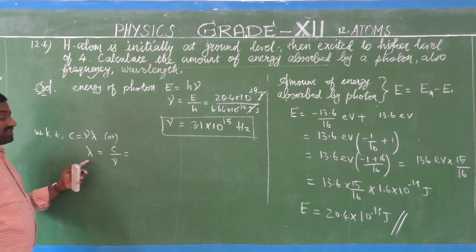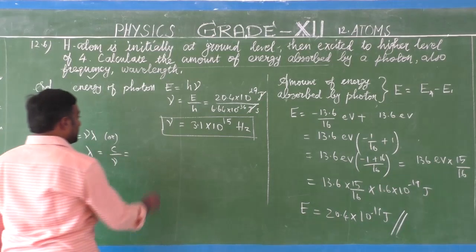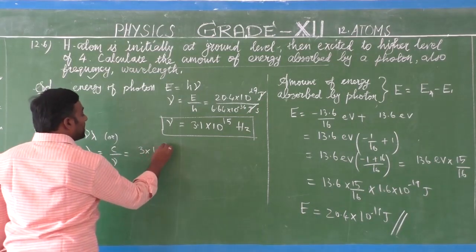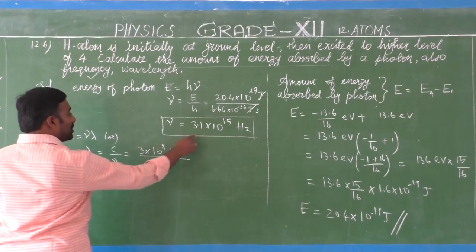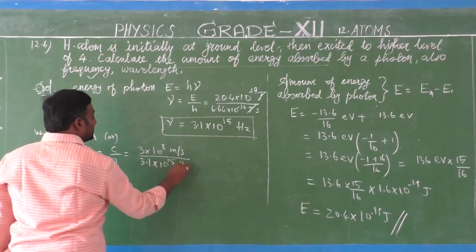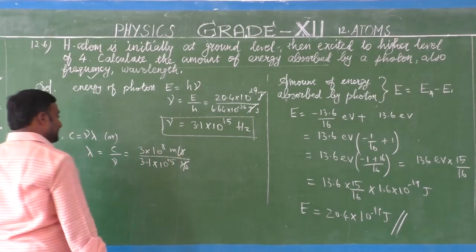So wavelength is equal to the speed of light divided by the frequency of the photons. The speed of light is 3 into 10 to the power 8 meter per second, divided by the frequency value we got, 3.1 into 10 to the power 15 hertz. Hertz means 1 by second, so both get cancelled.